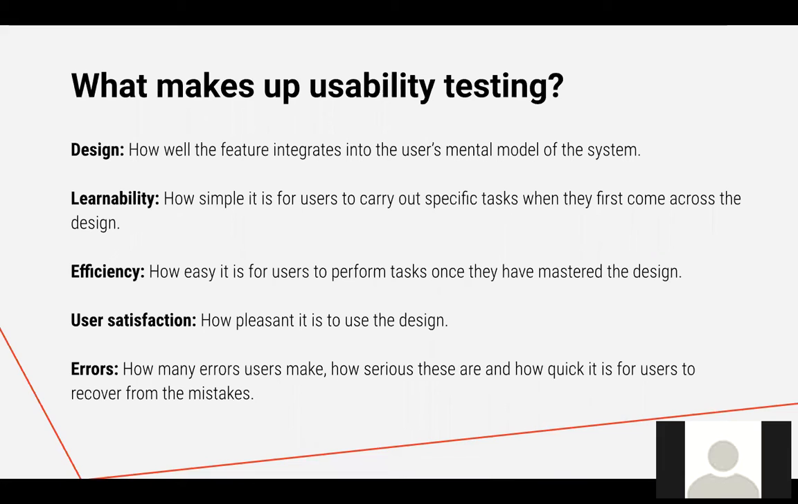There's design, which is how well the feature integrates into the user's mental model of the system. Learnability, which is how quickly the user learns how to use it. The efficiency, which is how quickly the user can actually navigate through the website. User satisfaction, which is whether the user is happy with their experience. And also errors, which is what mistakes the user has made.